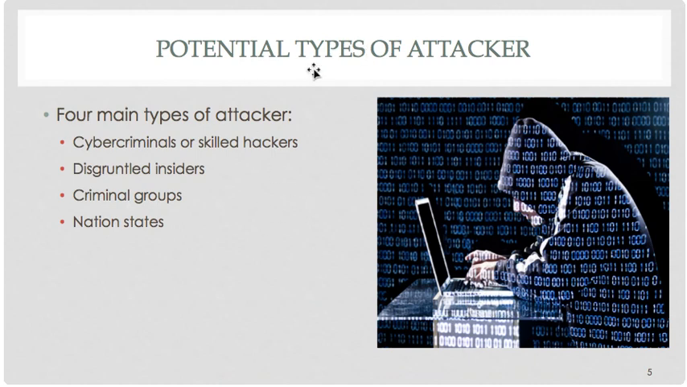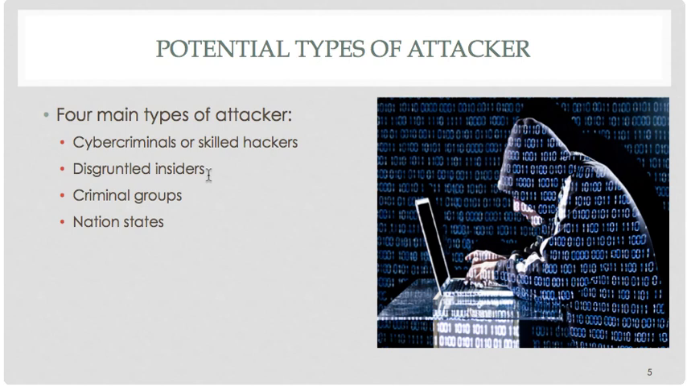Now I come to explain the potential types of attackers. Attackers can be categorized into four main types: cyber criminals or skilled hackers, disgruntled insiders, criminal groups, and nation states. The first category, cyber criminals, use their abilities and capabilities to find and exploit vulnerabilities in the system to compromise computers or devices.